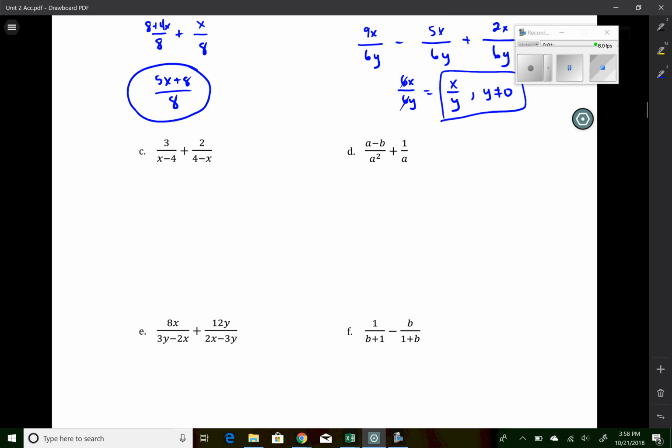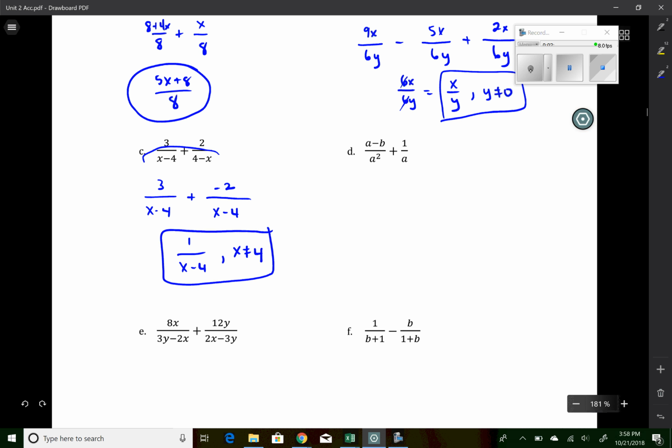For part C, I noticed that these two denominators look very similar, but they're not the same. So I'm going to make them x minus 4, making that first fraction stay the same. But to make the second one x minus 4, notice it's an additive inverse, right? So if I multiply the top by -2, I've essentially multiplied the bottom by -1. So if we go through and combine our like terms now, I have 1 over x minus 4, where x cannot be 4.